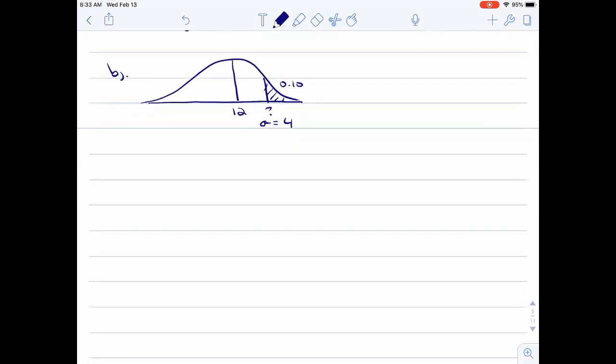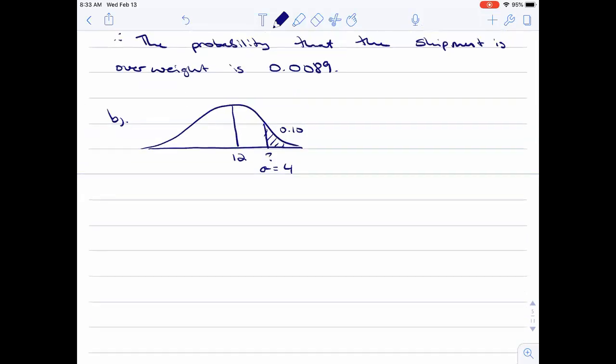So if we've got the heaviest 0.1 in the upper tail, right, what we've got down here is we've got the lightest 90% of boxes, right? So that same value cuts off the lowest 90 from the top 10.